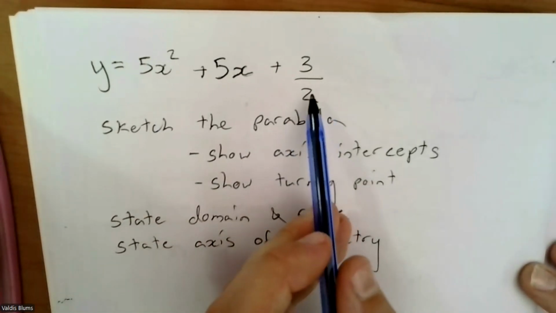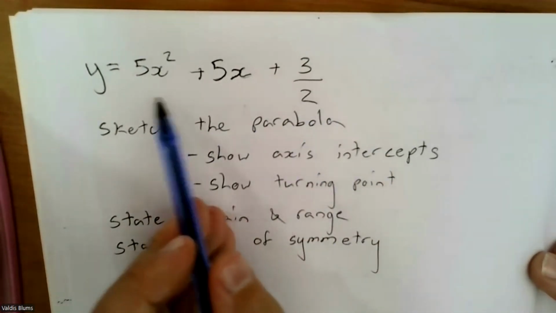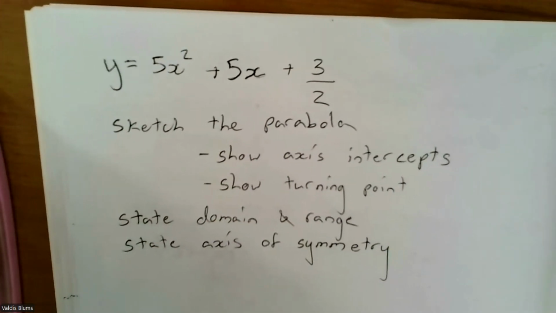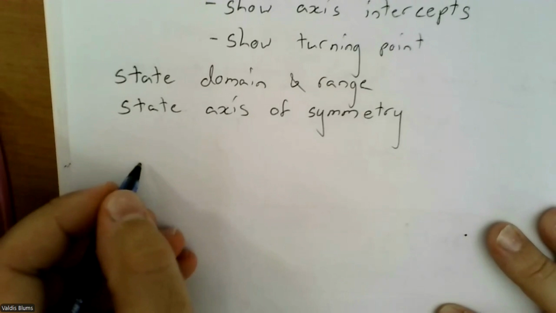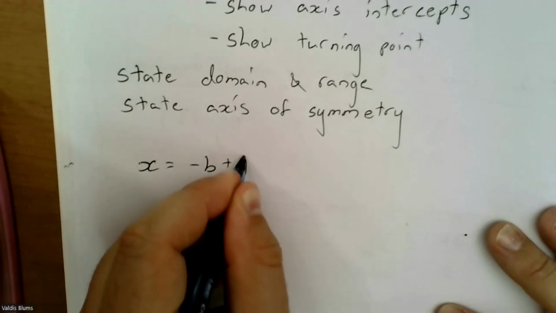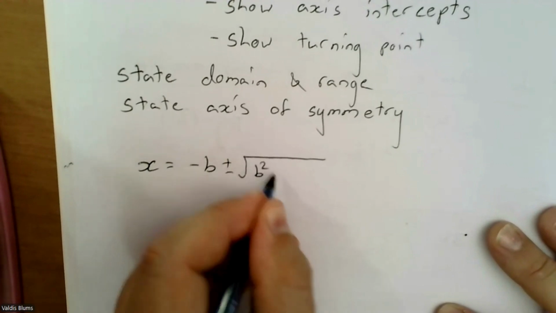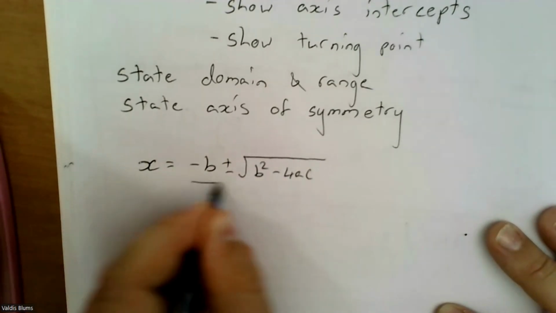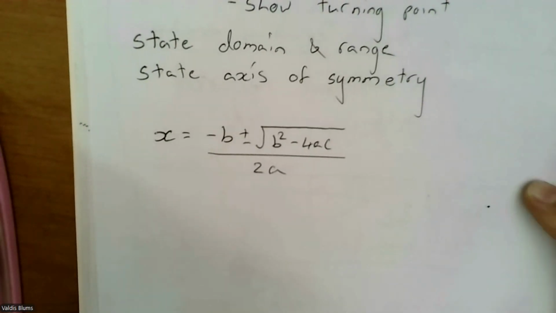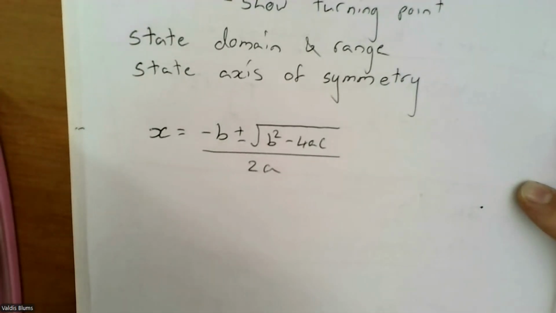Now, this doesn't look like it's going to turn into nice factors. So what I'm going to do is jump straight into the quadratic formula for this one. x is equal to negative b plus or minus the square root of b squared minus 4ac, all over 2a. Now, as far as I'm aware, this formula isn't included in the formula sheets for your external exams, so you want to actually remember this formula.